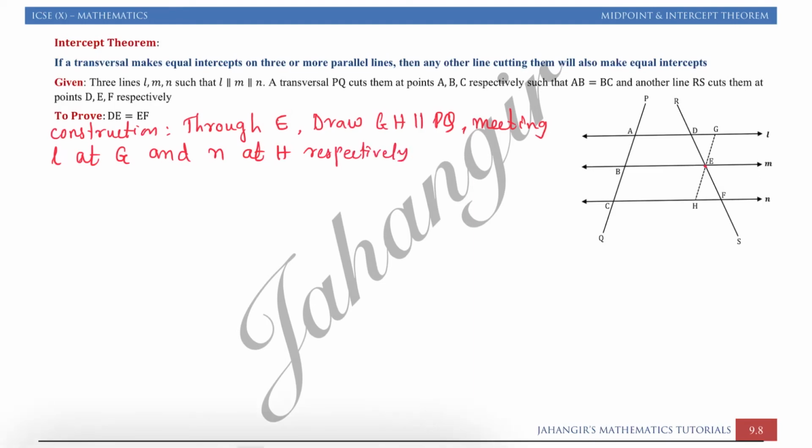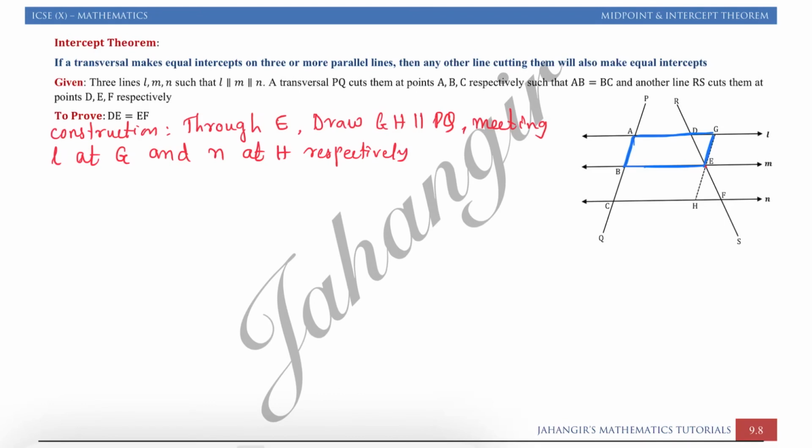So in short, we had taken GE parallel to PQ. That means GE can be parallel to AB, and we can also say AG is parallel to BE because lines L and N are parallel. It is given. So now this part becomes a parallelogram. This is the first way to prove.